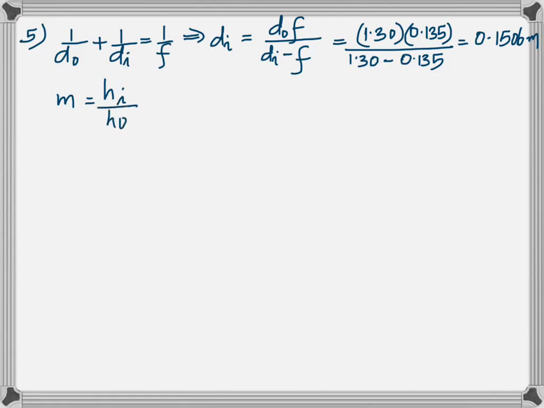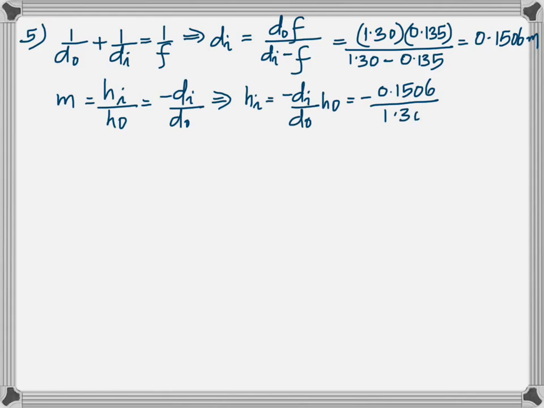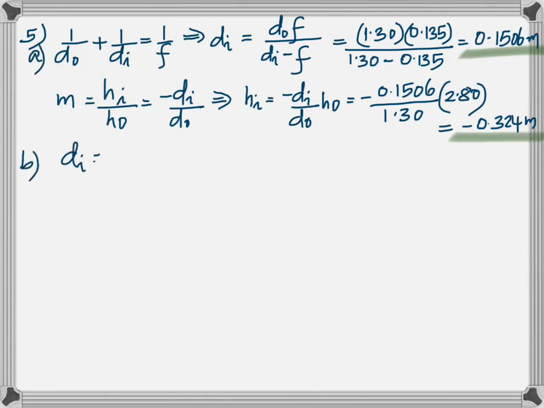Magnification HI by HO, which is negative DI by DO. So you have DI and you have DO, so you can find HI. And you get HI is 0.324 meter. So that's actually 32.4 centimeters.